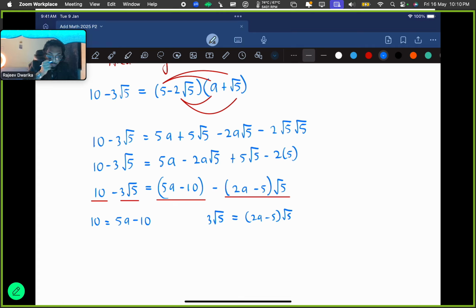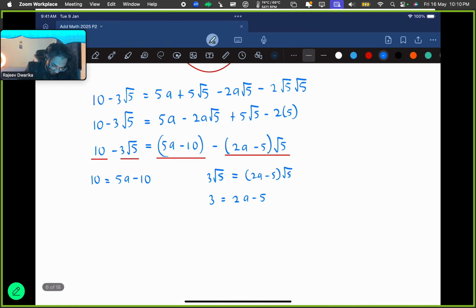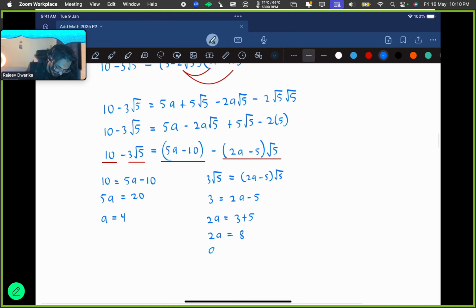And so I can divide both sides by root 5 here. If I do that, I'm going to end up with 3 is equal to 2a minus 5. And so I could move across the 5 here, so 2a would be equal to 3 plus 5. So 2a is equal to 8. And over here, what am I going to say a is equal to? 10 plus 5a is equal to 10 plus 10, so 5a is equal to 20, and so a will be equal to 4. And watch, a is equal to 4 here as well.